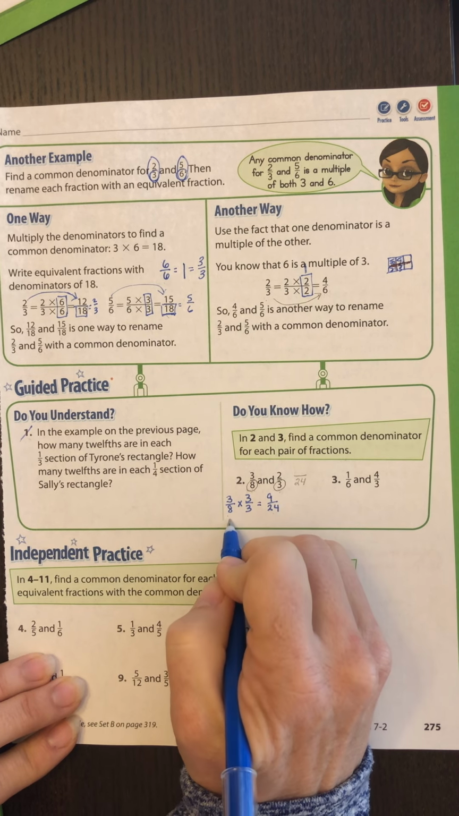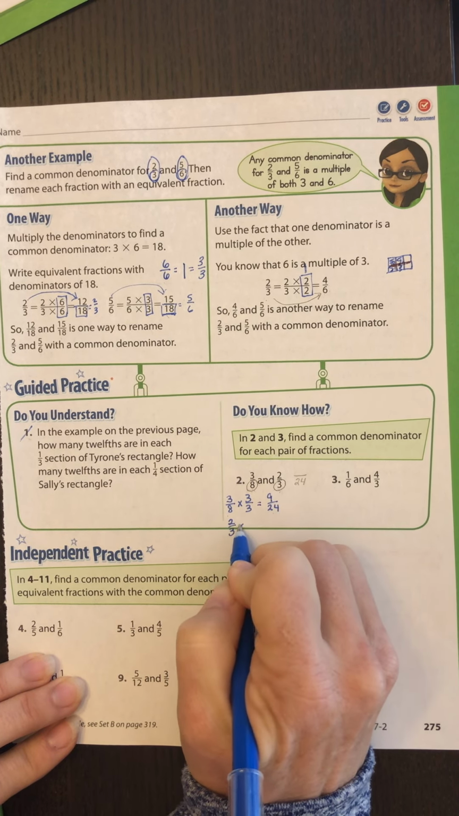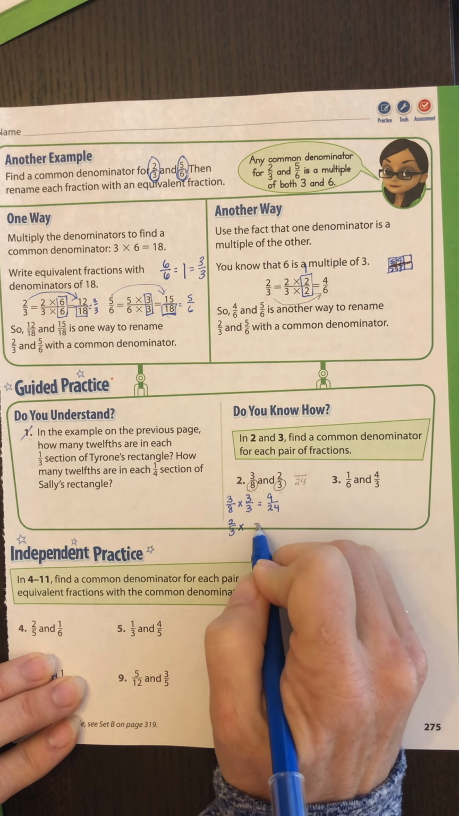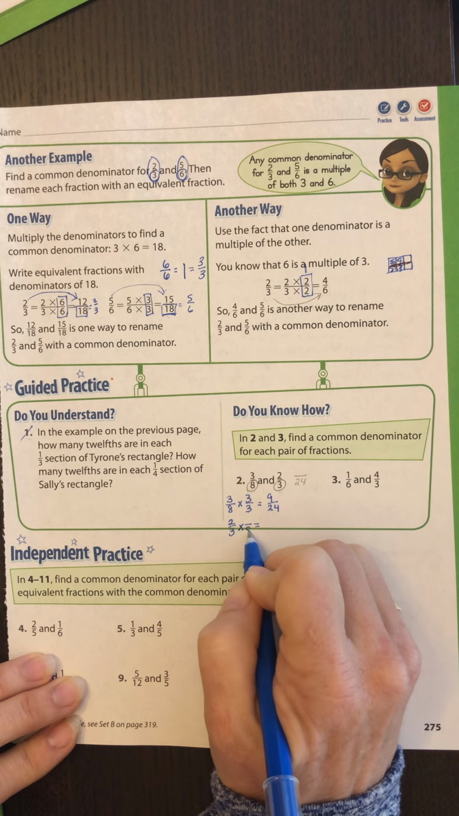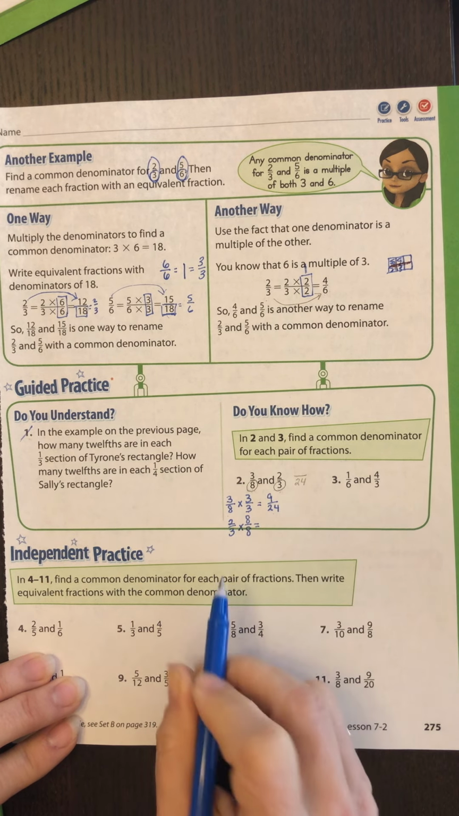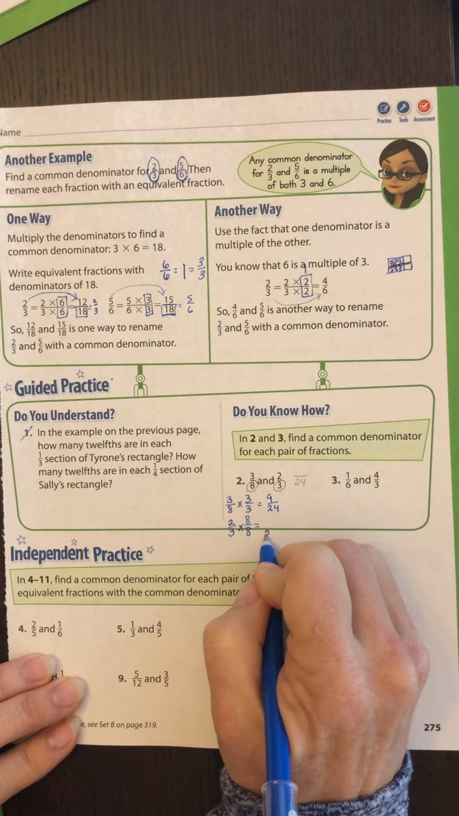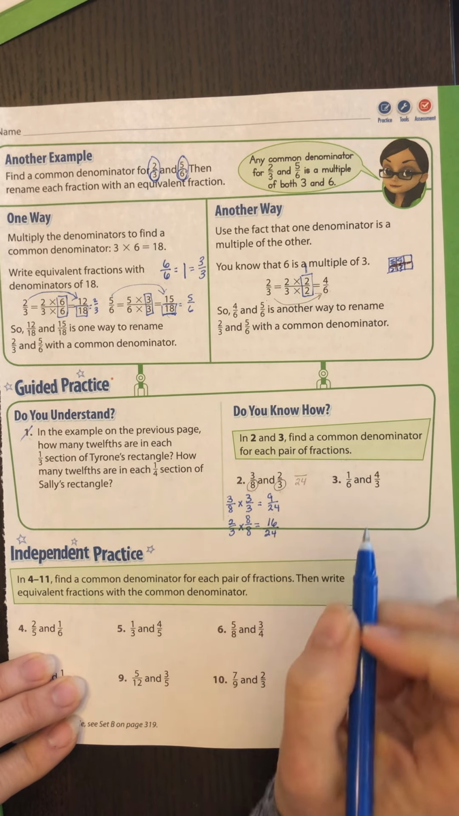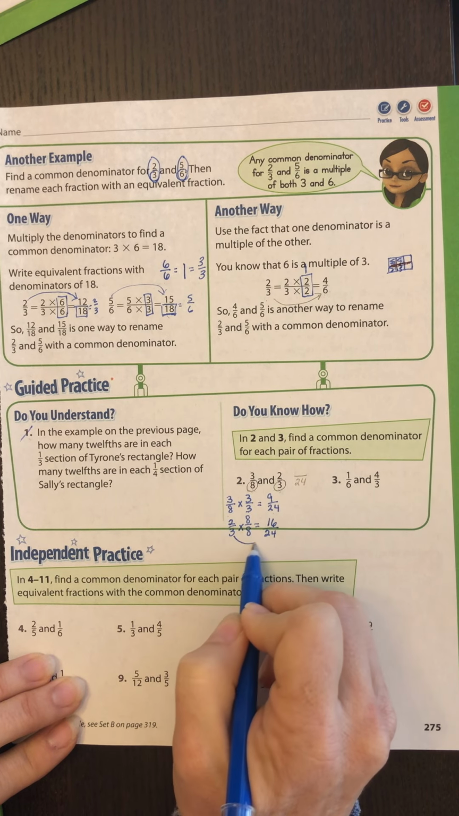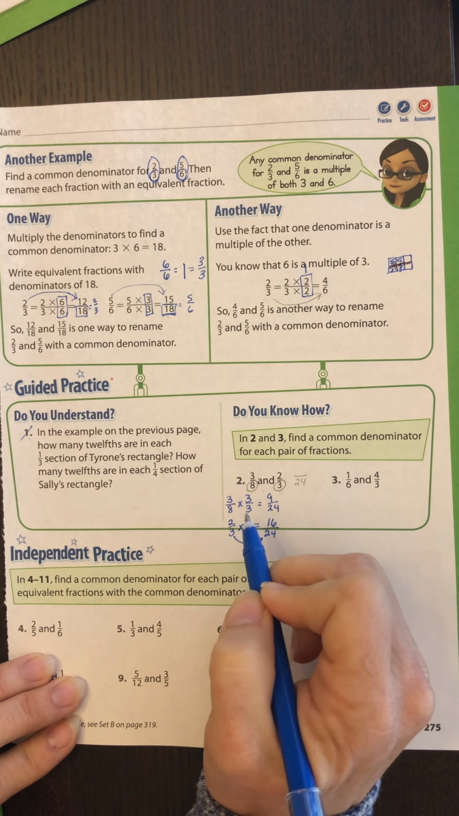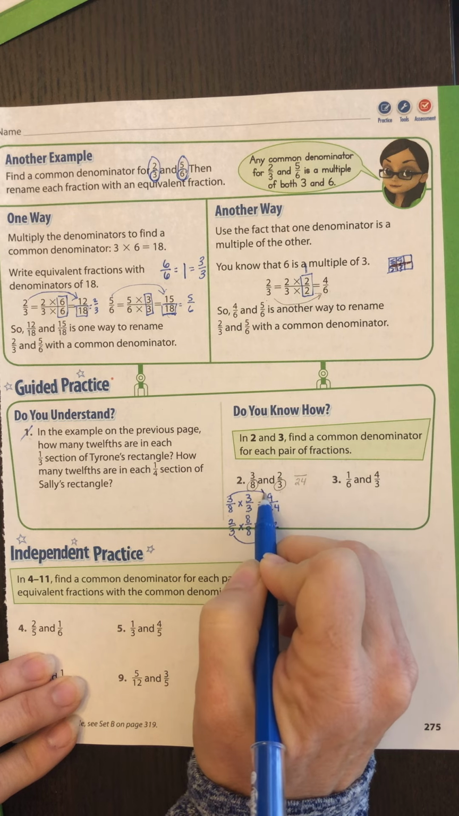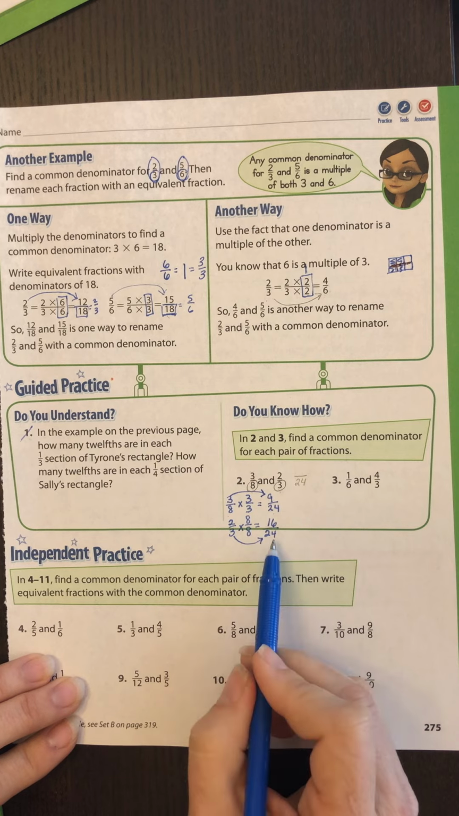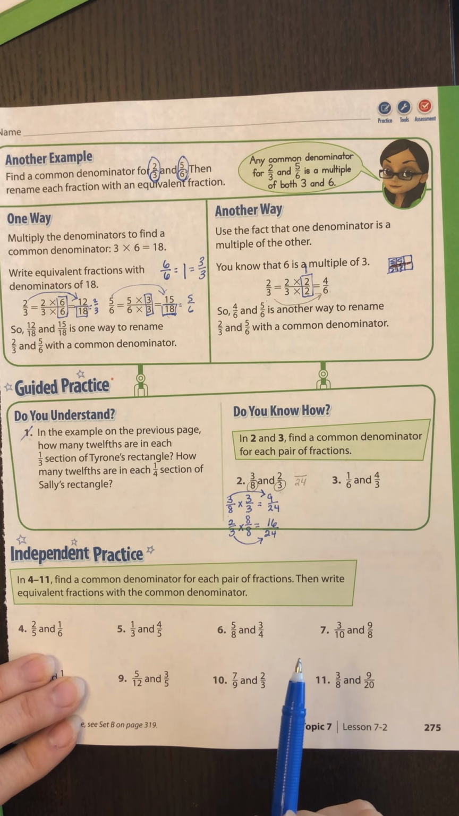I do the same thing with 2/3. But I'm not going to multiply times 3/3 because I want a denominator of 24. So I have to multiply times 8/8. 3 times 8 is my 24. And 2 times 8 is 16. So 2/3 is equivalent or equal to 16/24. 3/8 is equal to or equivalent to 9/24. Now they have a common denominator.